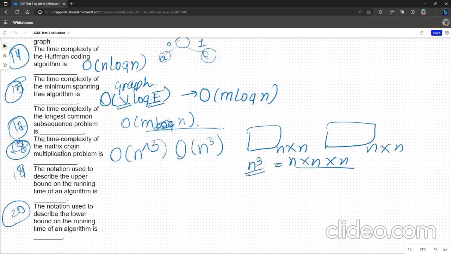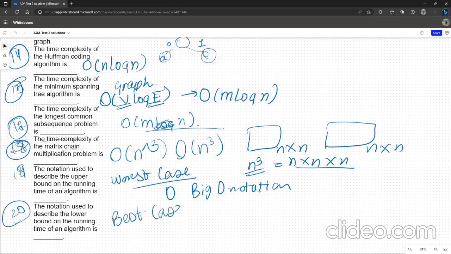Next is, the notation used to describe the upper bound of running time of an algorithm is, what will be the worst case of time complexity. We use the big O notation to specify that. Next question is, the notation used to describe the lower bound of the running time of an algorithm. What will be the best case of any runtime complexity? We specify using omega notation, which is this.